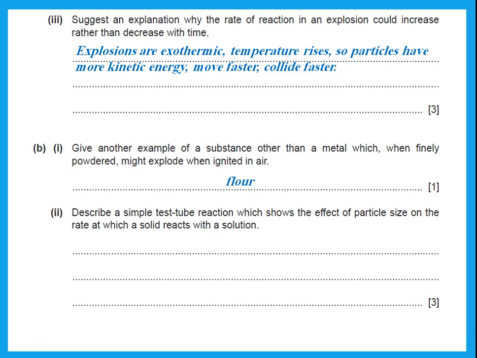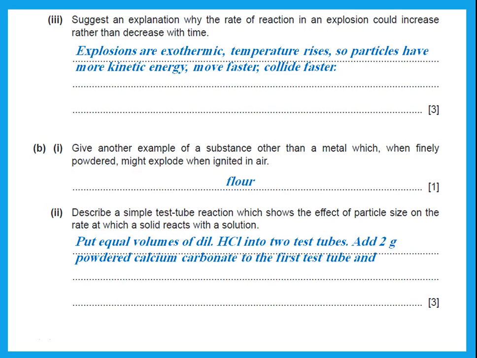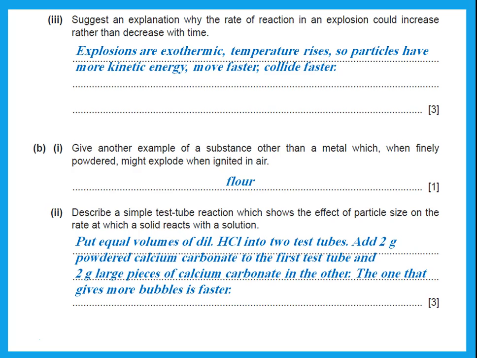Okay, describe a simple test tube reaction which shows the effect of particle size on the rate at which a solid reacts. Now, when he says something like this, he could say the effect of anything on the rate. But in this case, because we are talking about effect of particle size, what do we say? We put equal volumes of dilute HCl into 2 test tubes and then add 2 grams of the powdered calcium carbonate to the first test tube and 2 grams of large pieces of calcium carbonate to the other. The one that gives more bubbles is faster. Of course, we just chose calcium carbonate because it's a solid.